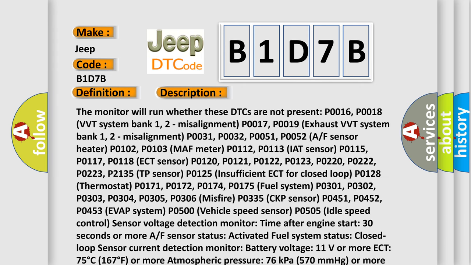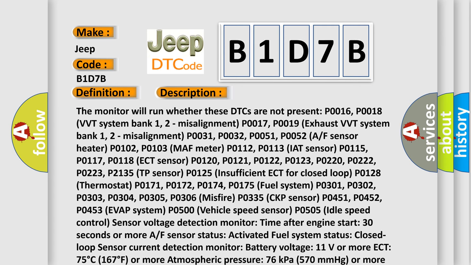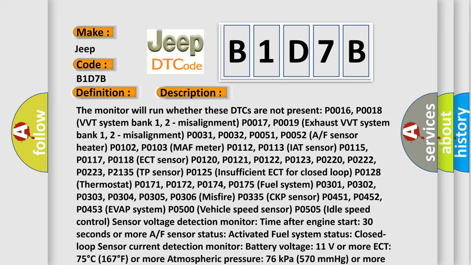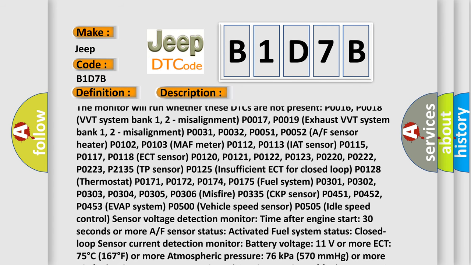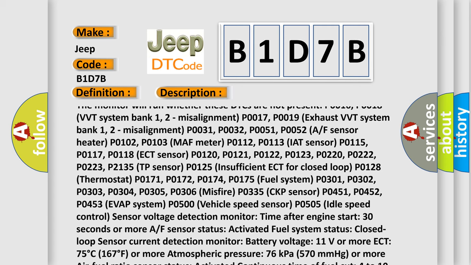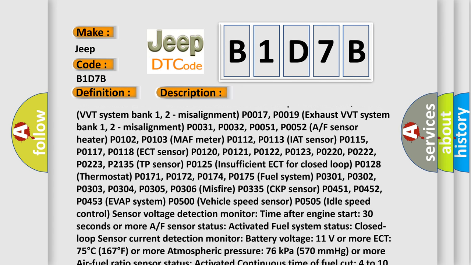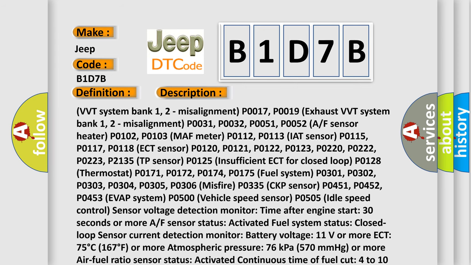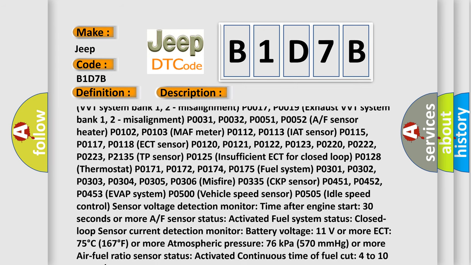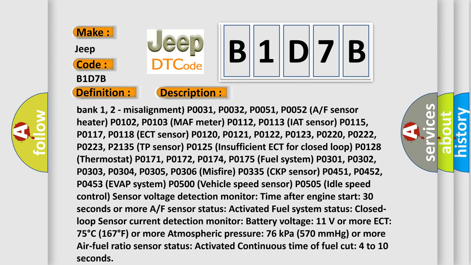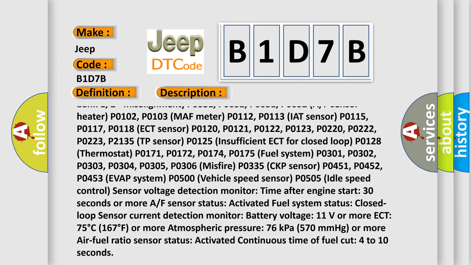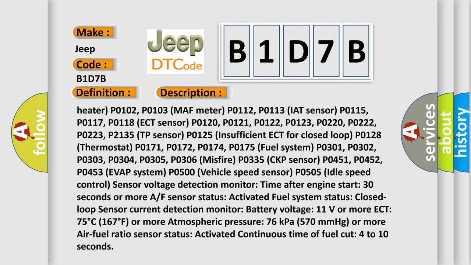The monitor will run when these DTCs are not present: P0016, P0018 VVT system bank 1, 2 misalignment. P0017, P0019 exhaust VVT system bank 1, 2 misalignment. P0031, P0032, P0051, P0052 A/F sensor heater. P0102, P0103 MAF meter. P0112, P0113 IAT sensor. P0115, P0117, P0118 ECT sensor. P0120, P0121, P0122, P0123, P0220, P0222, P0223, P2135 TP sensor.